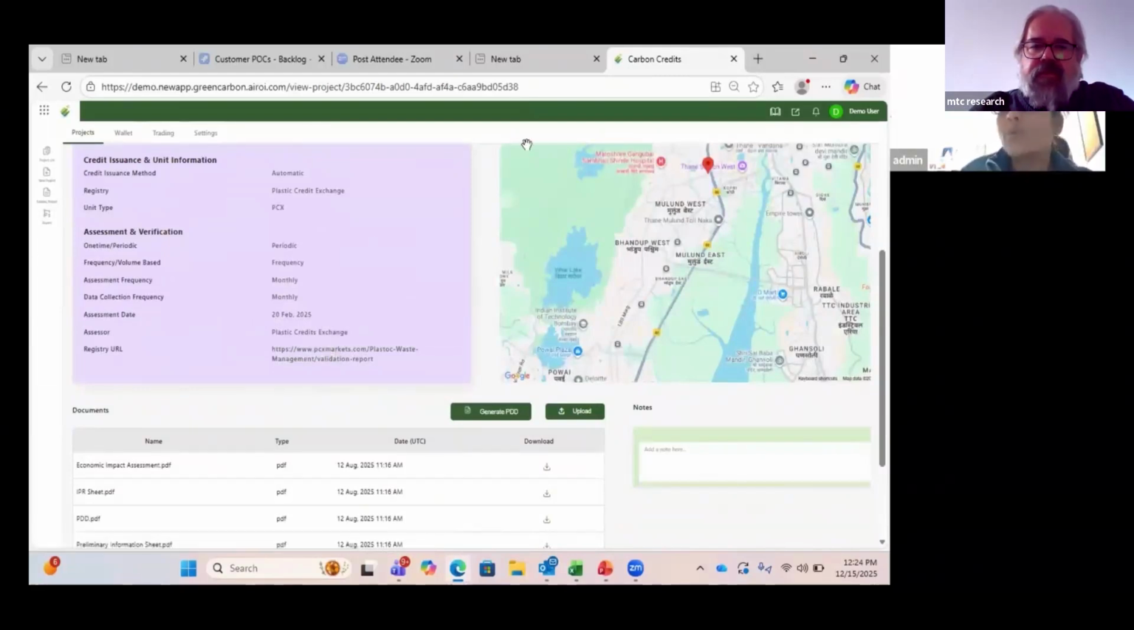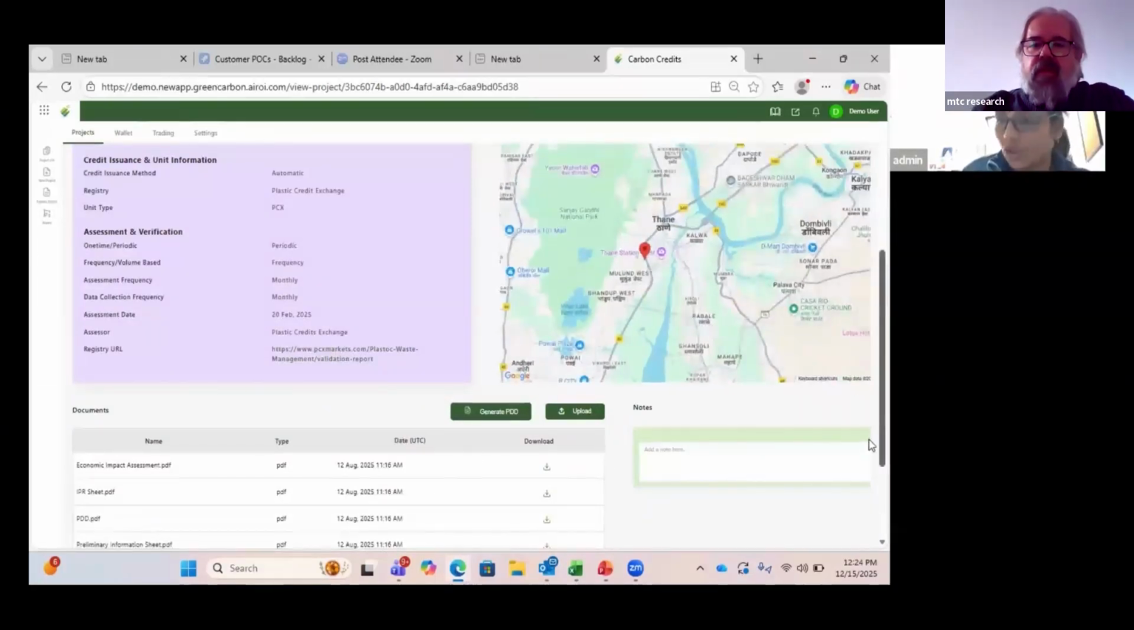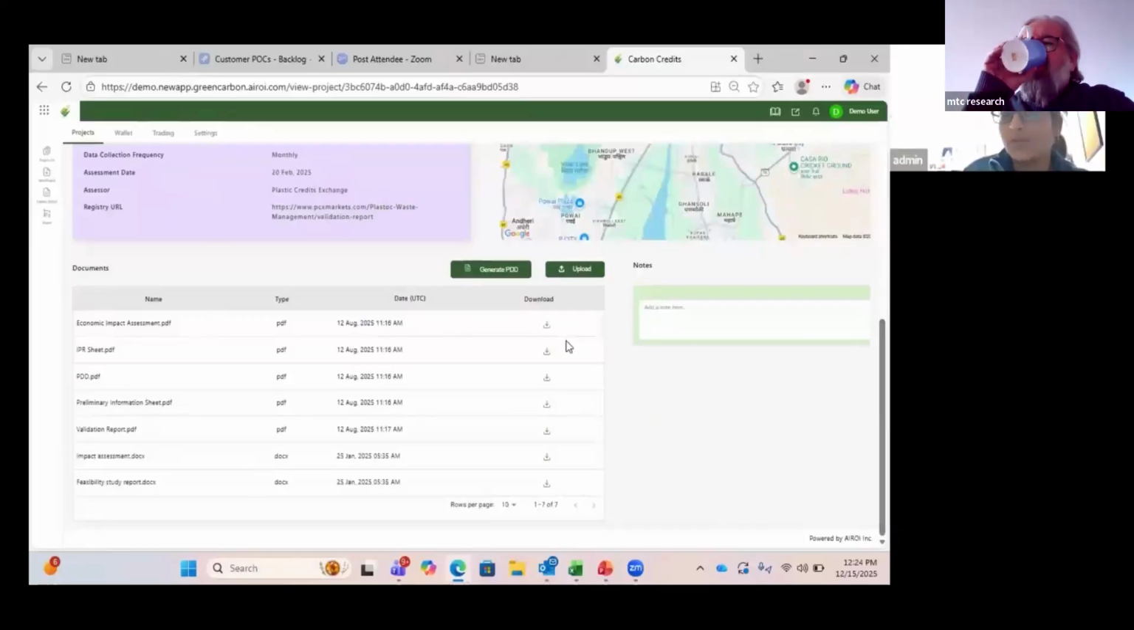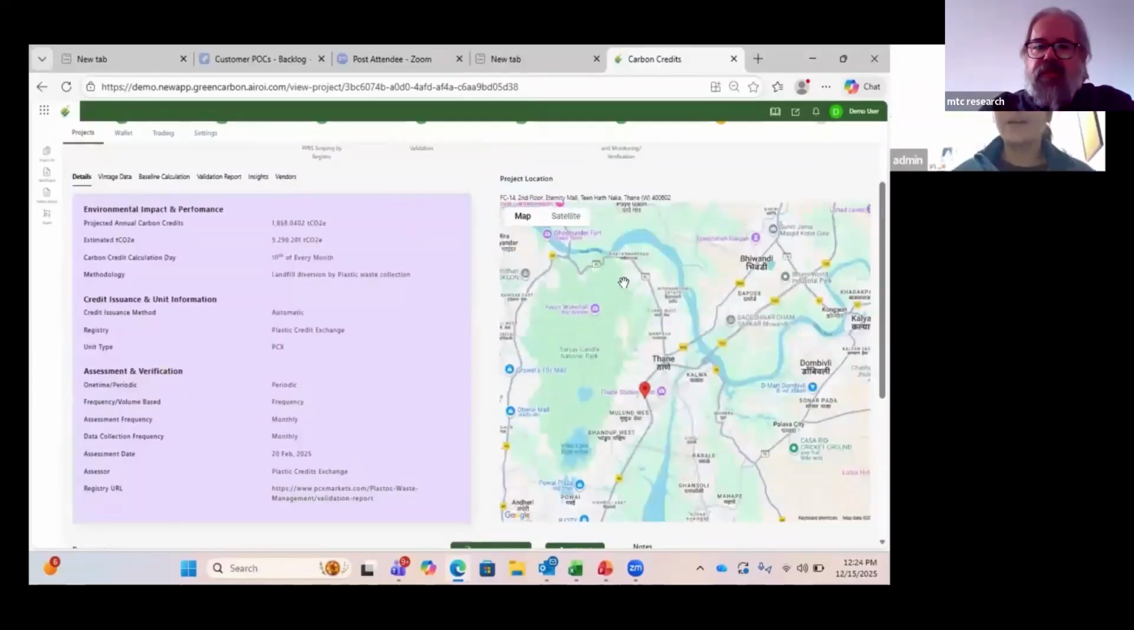So this whole process goes through a lot of documentation work. So all the documents are also recorded and stored in the platform. Any point of time, we can pull out the details of these documents. So this is how the carbon credit trading works in the platform.